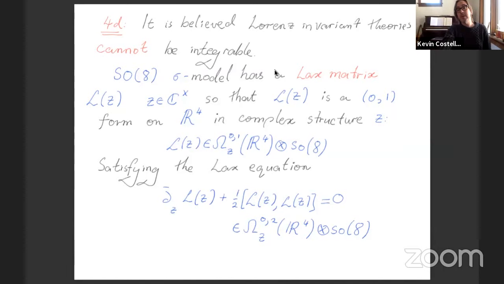The claim is that this model has a Lax matrix, L(z), but it's going to be something a little bit different from what we've had in 2 dimensions. L(z) is a (0,1)-form on R^4 in complex structure z. As I move z, what kind of tensor I have changes, because z parameterizes a complex structure on R^4. And for every value of z, this satisfies the Lax equation: the d-bar of it in that complex structure plus the commutator vanishes.